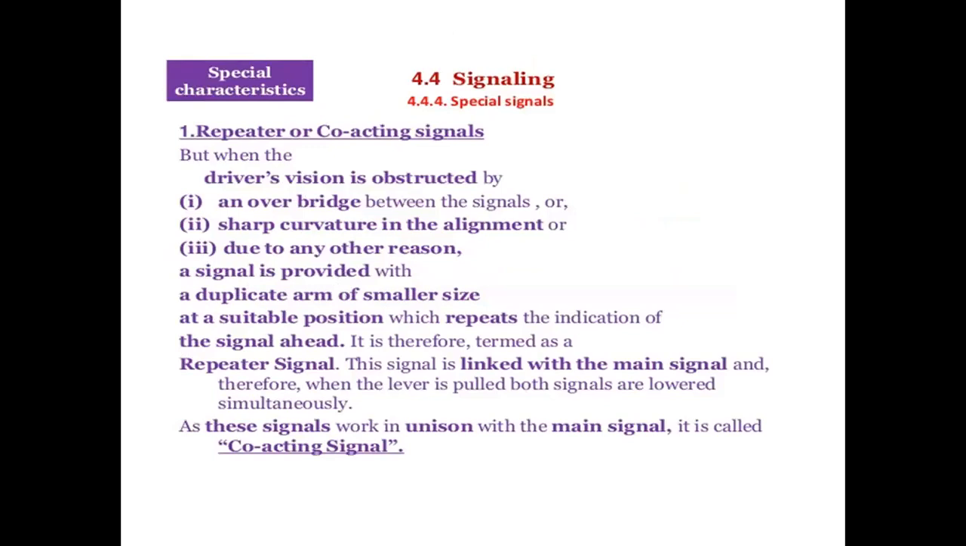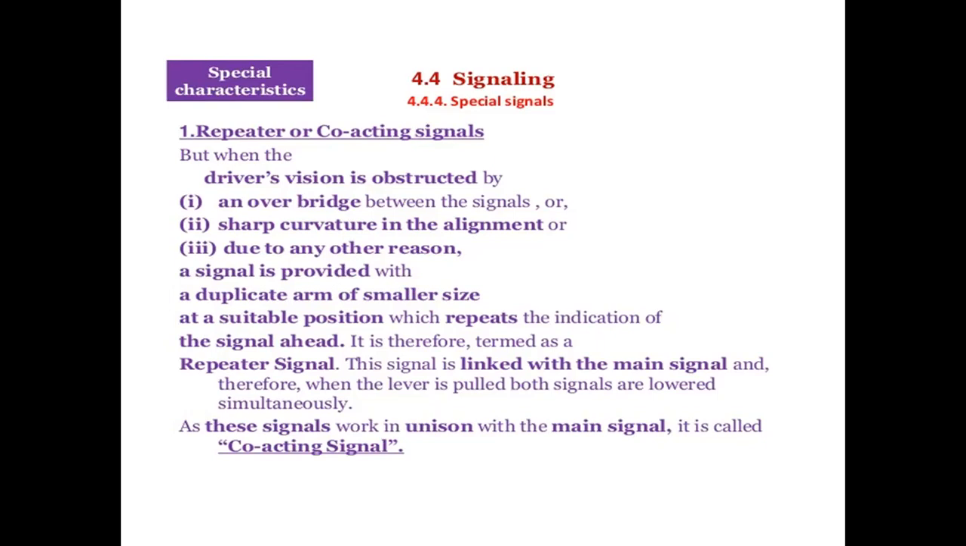Coacting signals. Here, the driver's vision is obstructed by an overbridge between the signals, or by sharp curvature in the alignment, or due to any other reason, so a signal is provided with a duplicate arm of smaller size at a suitable position which repeats the same indication of the signal ahead. It is further termed the repeater signal. This signal is linked with the main signal, and therefore when the lever is pulled, both signals are lowered simultaneously.